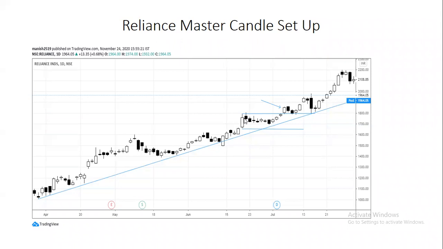Okay, Gaurav, how to find the target in the same? We have discussed the target initially. Master candle size will be your target.